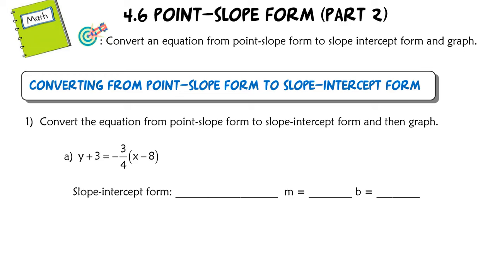This lesson is part 2 of section 4.6, point slope form. So today our objective is going to be to convert an equation from point slope form into slope intercept form so that we can graph it.